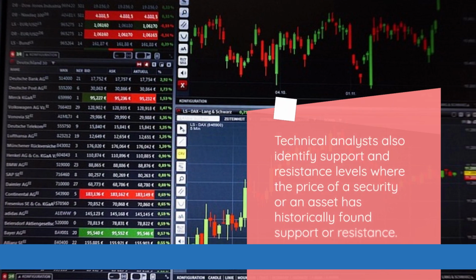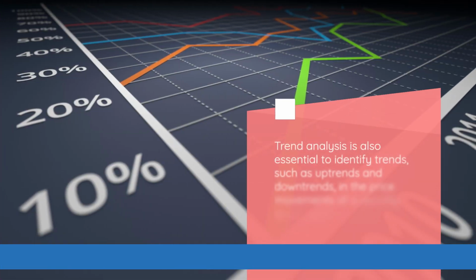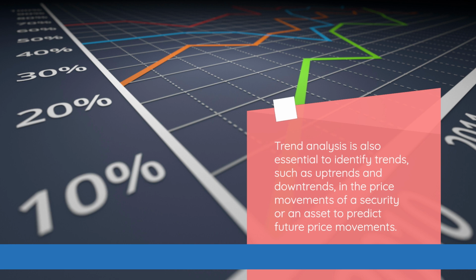Technical analysts also identify support and resistance levels where the price of a security or an asset has historically found support or resistance. Trend analysis is also essential to identify trends, such as uptrends and downtrends, in the price movements of a security or an asset to predict future price movements.